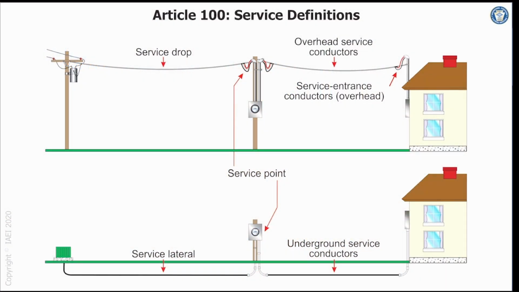This really shows both an underground and an overhead discussion. Remember how we said service laterals. Service laterals are underground. Service drops are overhead. Okay, so you see the two terms and how they're used based upon the application. Then you have your service entrance conductors overhead, and you have underground service conductors, and both of those supply service equipment. So this would be your service equipment, and this would be your service equipment.